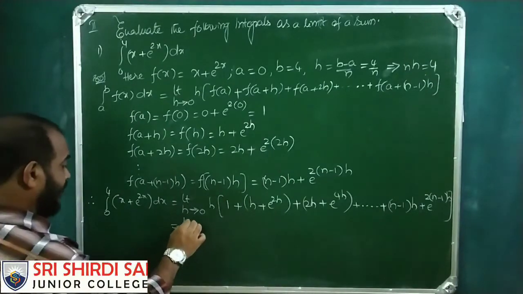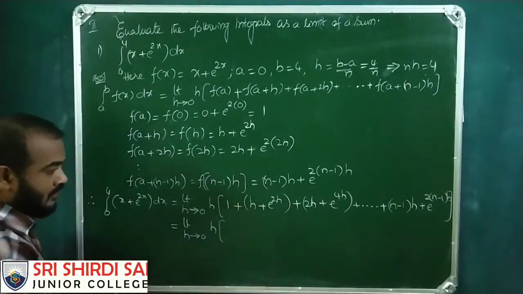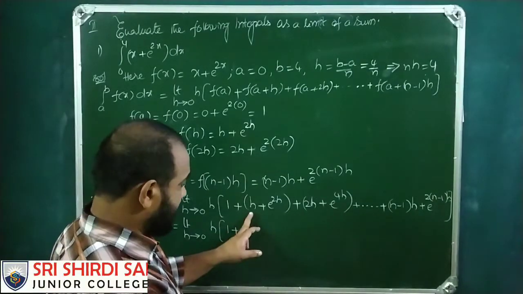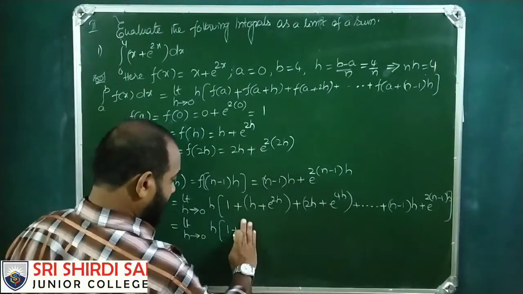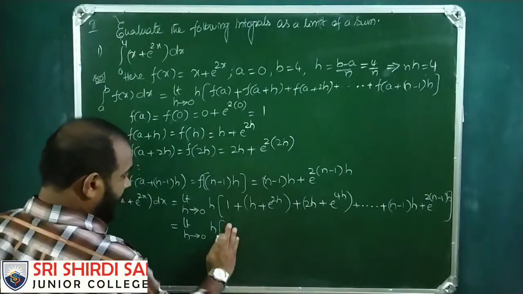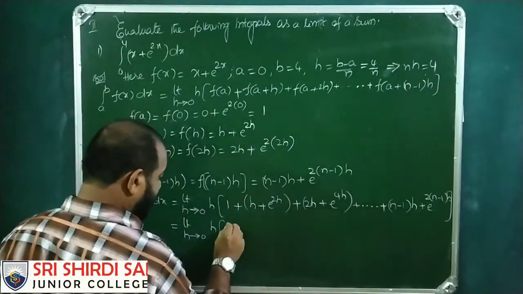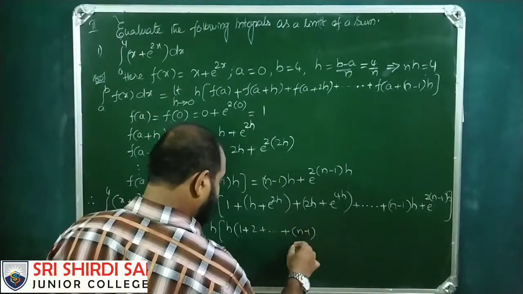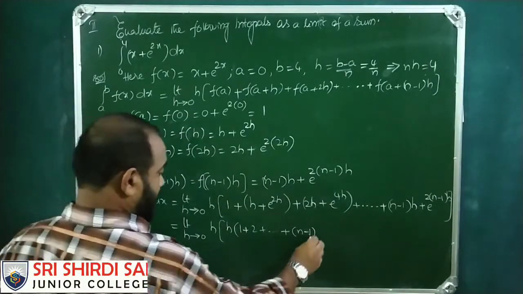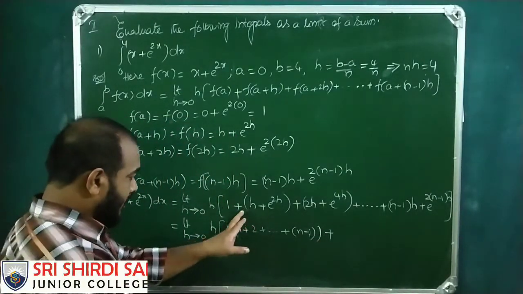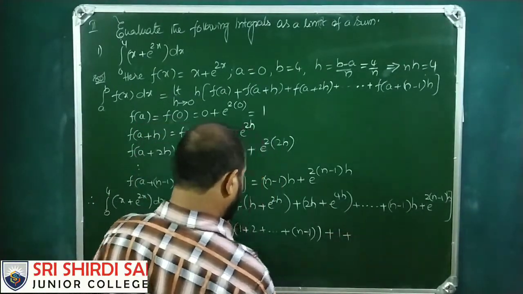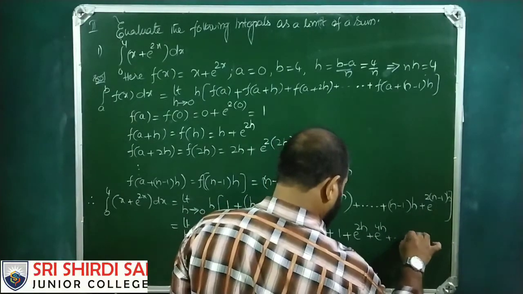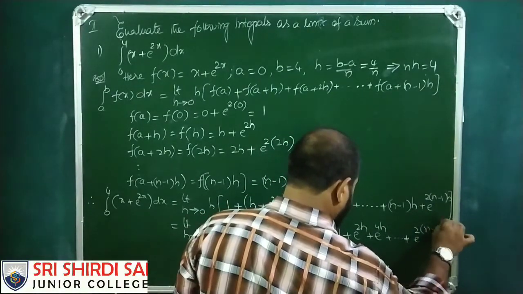This equals the limit as h tends to 0 of h times [1 plus... here h is common, h plus 2h and so on up to (n-1)h. So if I take h common, 1 + 2 + ... + (n-1), plus, for the exponentials, 1 + e^(2h) + e^(4h) + ... + e^(2(n-1)h)].